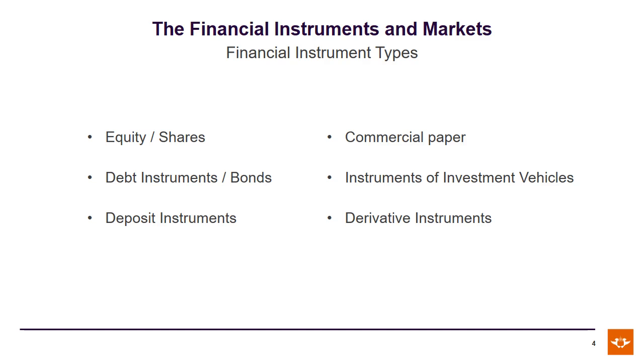There are investment vehicles. And then finally, we have derivative instruments. Derivative instruments are assets that are based on other asset classes. So the four main types are futures, forwards, options, and swaps. And you can buy an option on a share or an option on a bond.